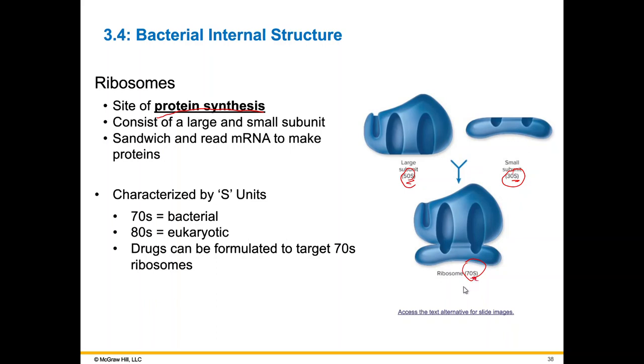Because the S, the Svedberg units, is in reference to densities, and we're not going to go into the details, but basically what I do want you to know is that bacterial ribosomes and eukaryotic ribosomes do have different measurements in their Svedberg units. So bacteria is 70S, eukaryotes are 80S, and why that's relevant in the clinical world is because drugs can be formulated to target 70S ribosomes and therefore target bacteria.